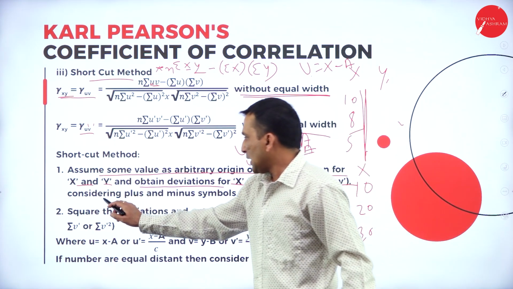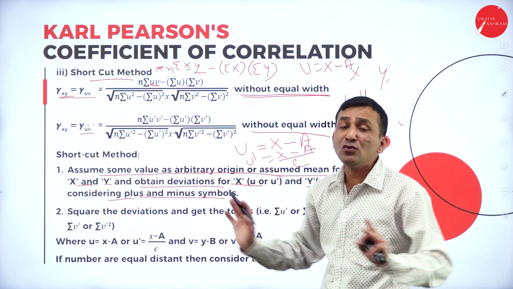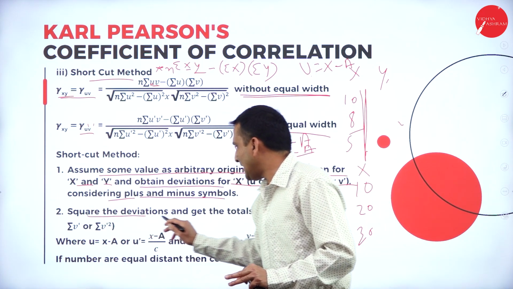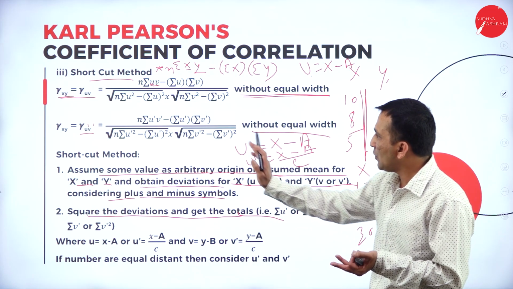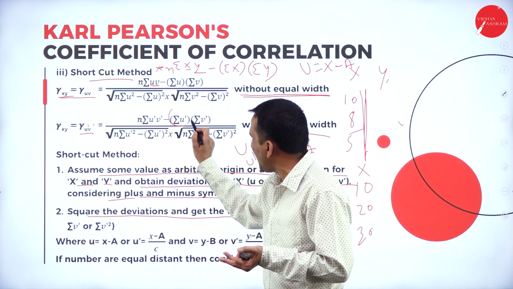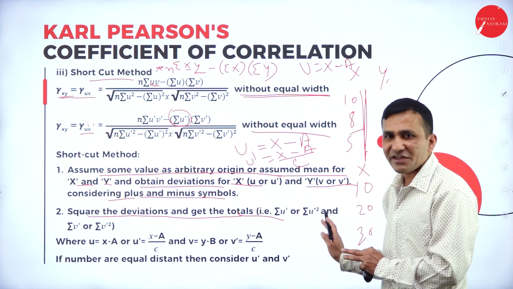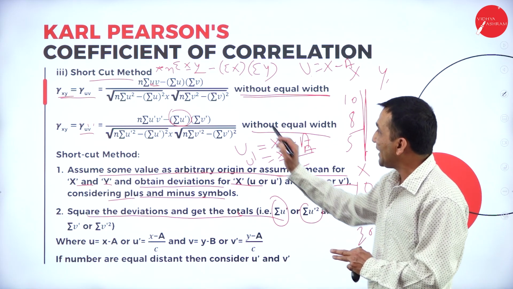Consider the plus or minus symbol, it is very important. You need to consider it after calculation or simplification. So square the deviation and get the total. Square the deviation, because according to the formula we are trying to construct the table. So we are getting u dash, and u dash square is required.